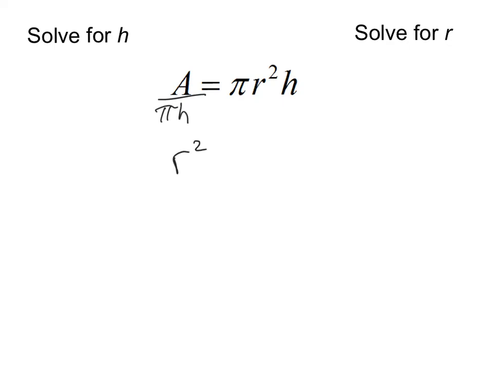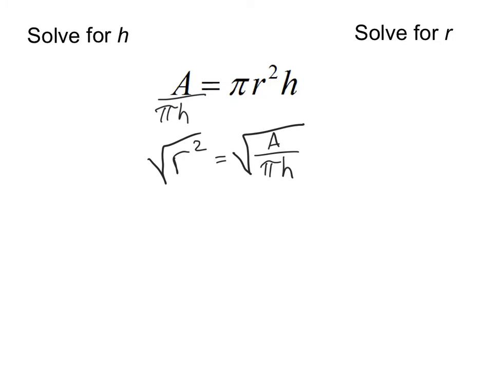So I have r squared equals area over pi h. And the way we get rid of squared, the inverse of square is square root. The inverse of exponents is radicals. So we're going to take the square root of this side and the square root of this side. I'm not going to spend too much time because there are some issues with having a fraction under a square root. That's a later lesson, so I'm not expecting you to know that yet.